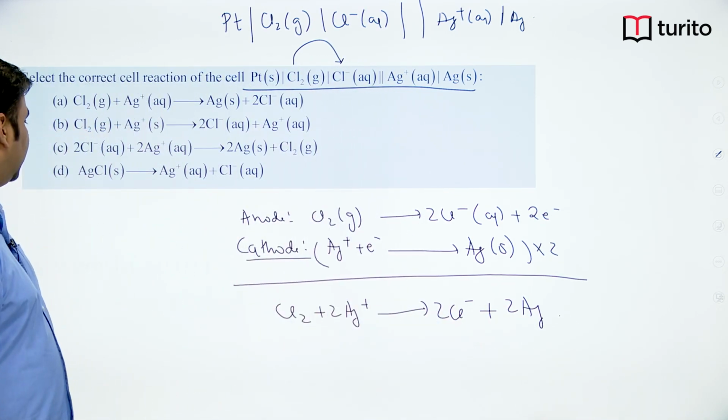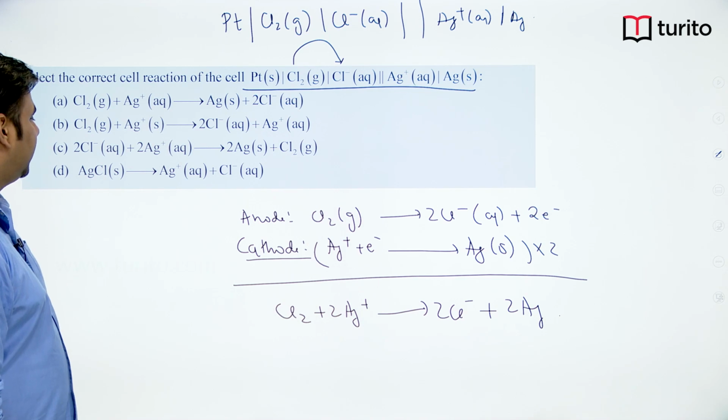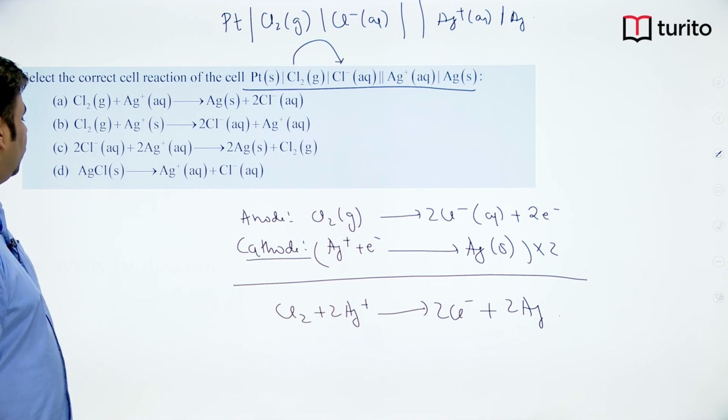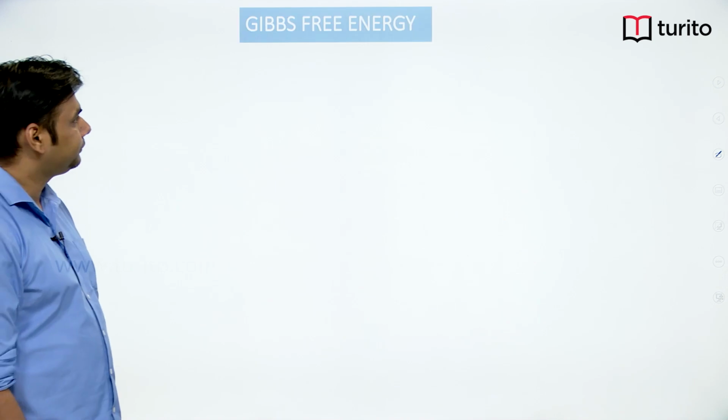Okay, so hope this is clear to you. So chlorine plus 2Ag plus changing into 2Cl negative plus 2Ag is the answer. Okay, hope this is clear to you.